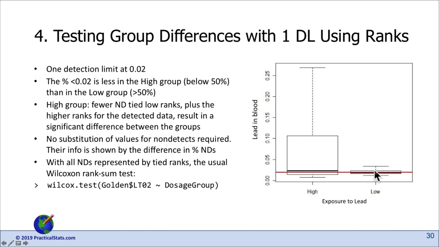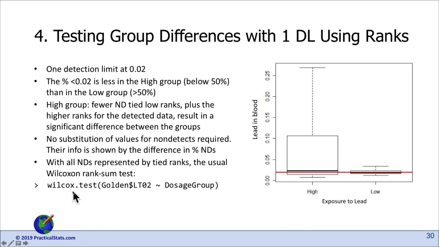So I've got at least 50%, if it were right on the median, probably in this case more than 50% of the data below 0.02. That information is used in these tests, as well as the detected observations, to say which group tends to be higher than the other. There's a lot more low data in this low group than there is in the high group. So it's using that information of the percent of values below a detection limit, or multiple detection limits, to make the judgment of which group is higher than the other and whether there is a difference.